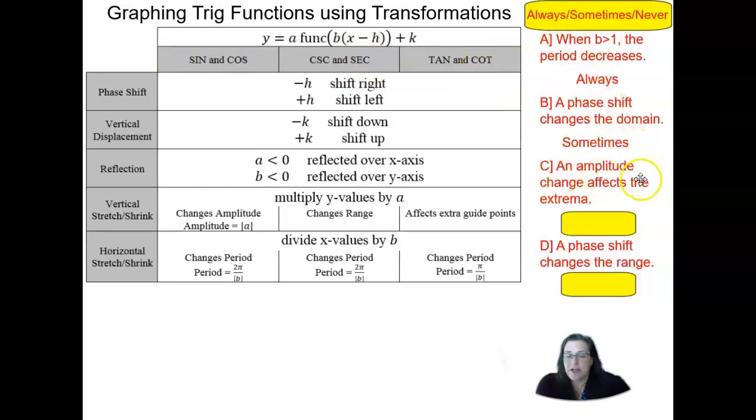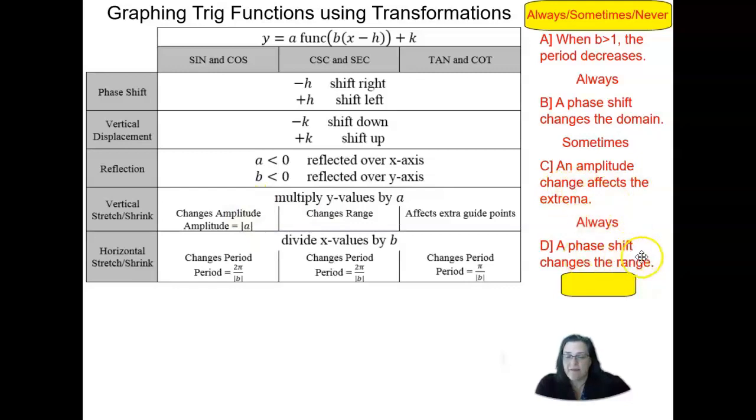An amplitude change affects the extrema. So if you're looking at sine and cosine, a change in amplitude is definitely going to change your extrema because the amplitude is half the distance between your absolute extrema for sine and cosine.